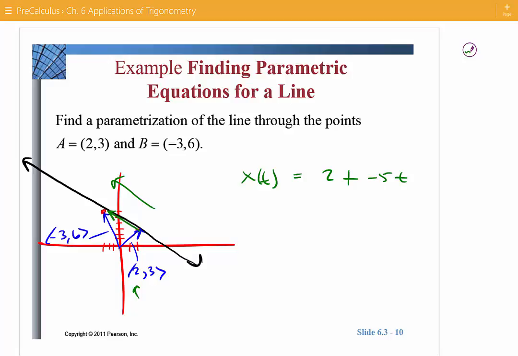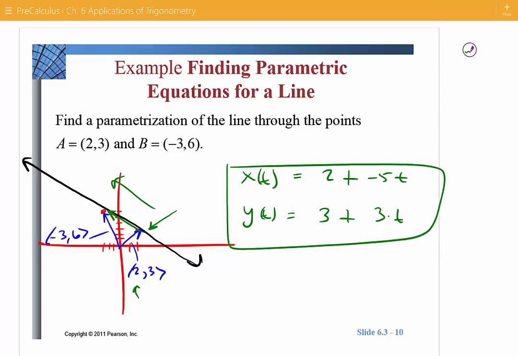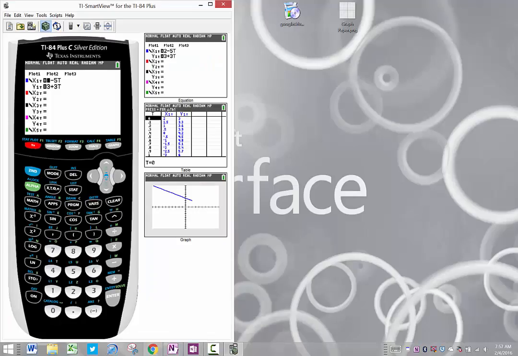And then for the y, I'll start off at this point here, 3, and I want to go up 3 units for every increment of time. So there's my parametric equations. We can graph this really quick. Once again, make sure you're in parametric mode and graph this.